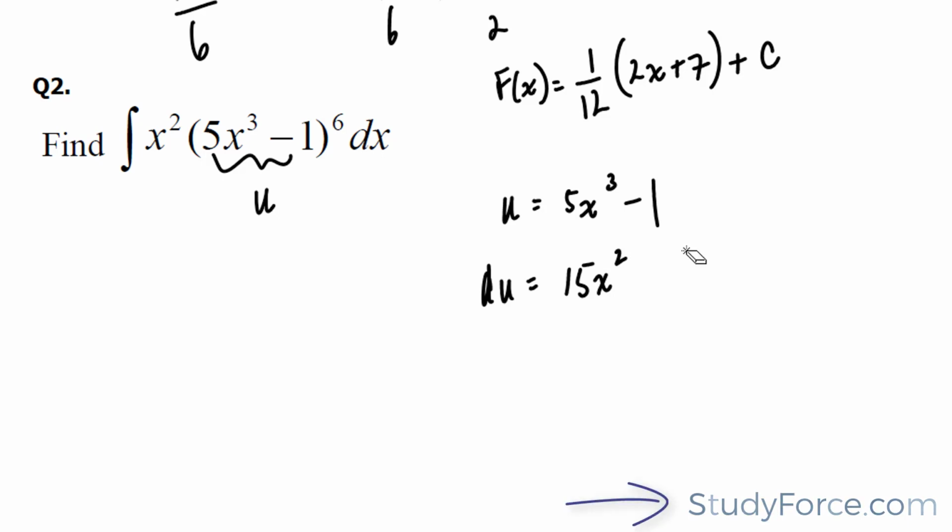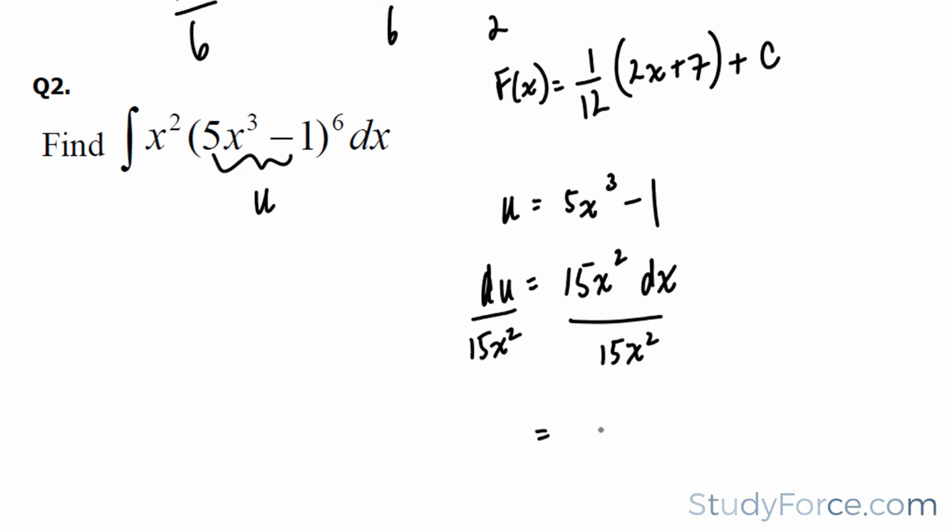Now don't forget, since it's in terms of x, you should put dx on this side. Next, we want to get rid of all instances of x in our original problem. So we need to somehow isolate for dx where when you apply it back into the function, there are no more x's. And the only way I see that happening is if I divide both sides by 15x squared. If I divide both sides by 15x squared, I end up with dx is equal to that.